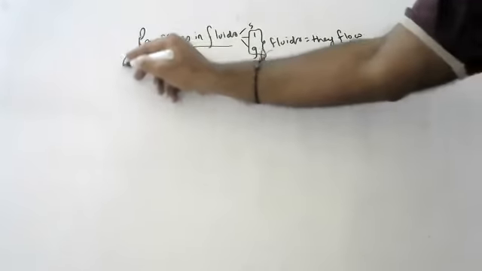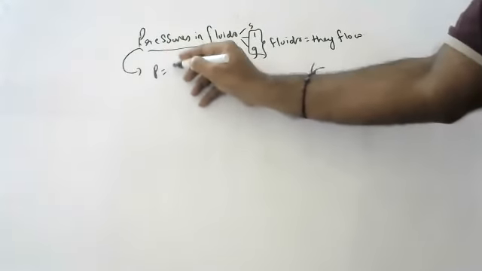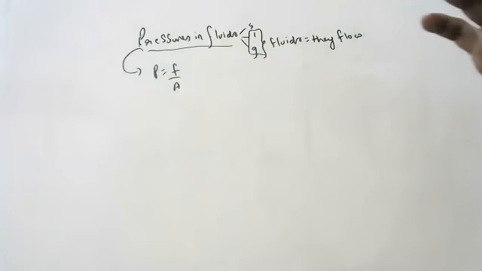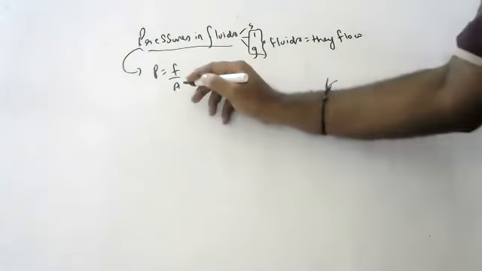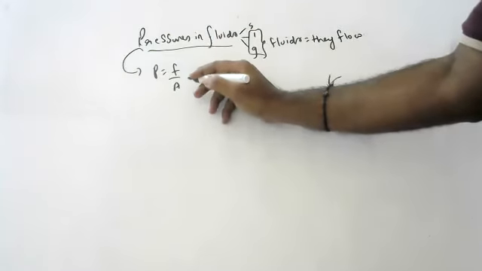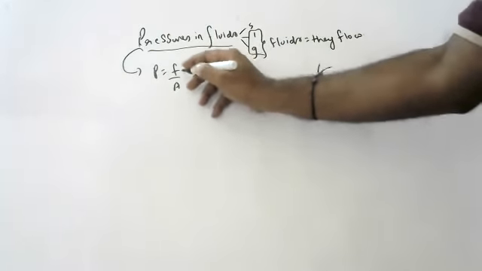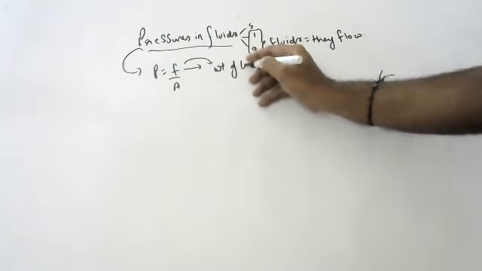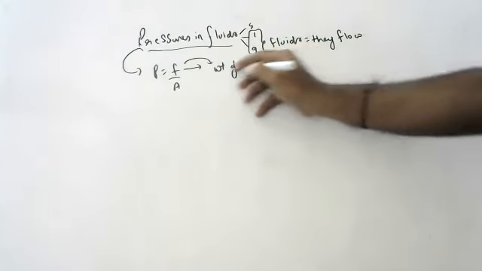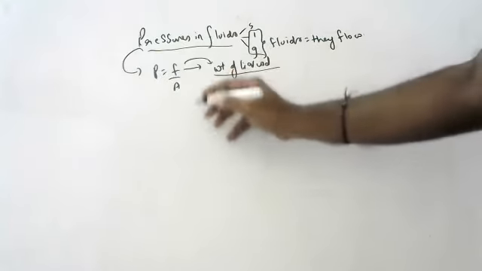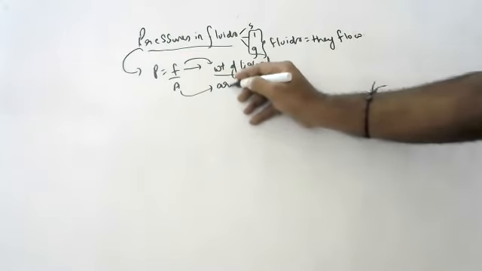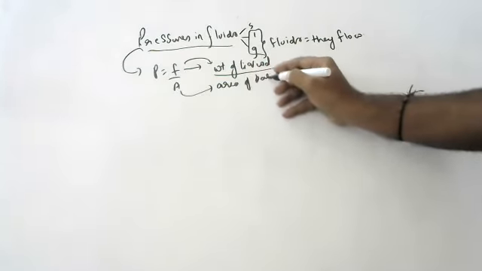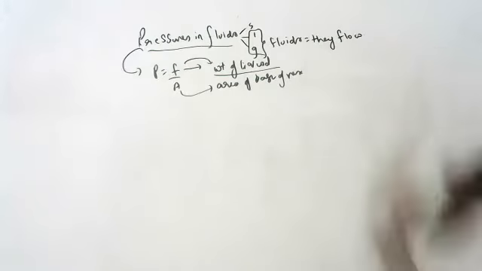Okay, so what does pressure mean? Normally pressure means force by area, we know. Pressure of a given liquid is given by the formula pressure is equal to force by area, same as in solids. But here, what is the force? The weight of the liquid. And what is the area? The area of the base of the vessel in which we are putting the liquid.